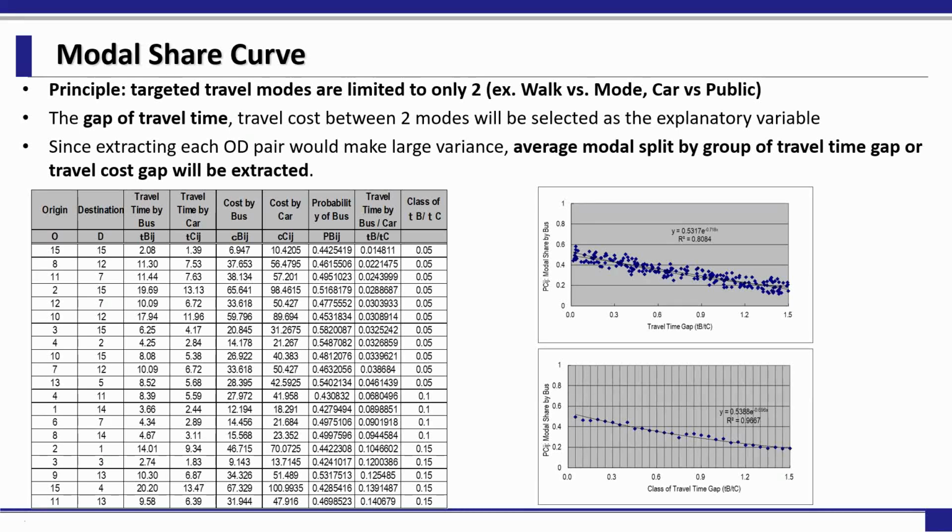Here the targeted travel modes are limited to only two, sometimes walk versus bus, or private car versus public. According to the calculations of the actual traffic based on the OD pair, travel time, and travel cost, the probability of the public transport and the probability of the private car are compared. Like I explained in previous sessions, the plotted values are prepared. Then the travel mode choice curve is developed like this.